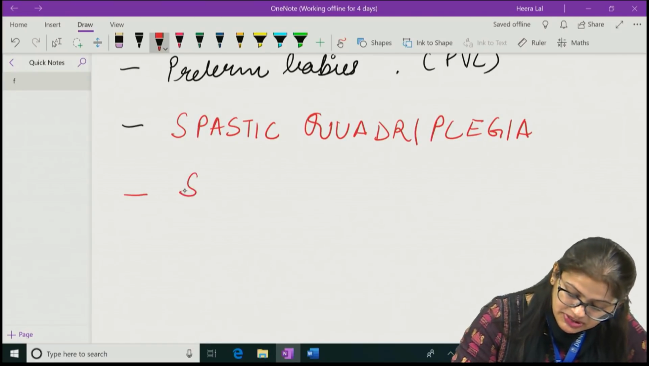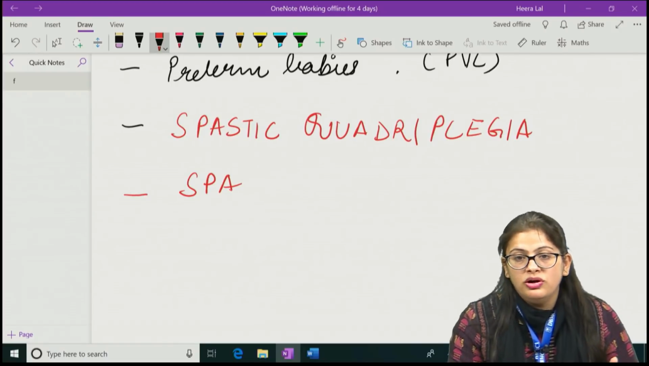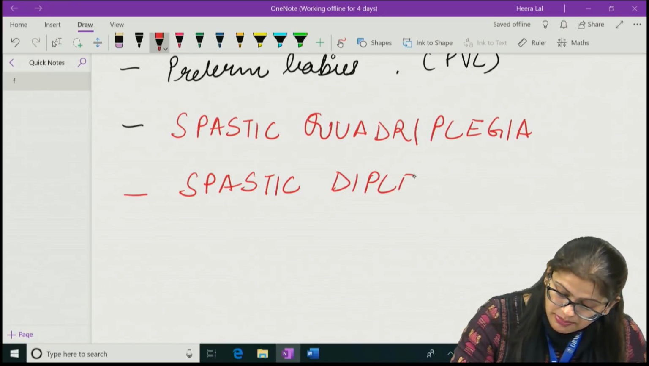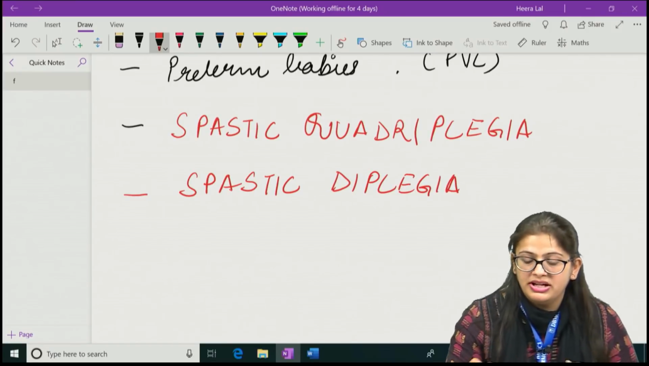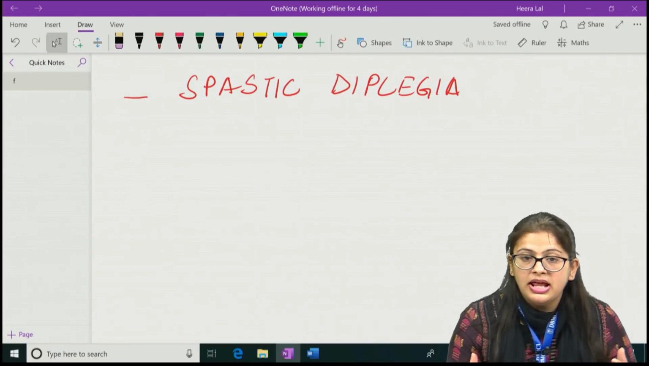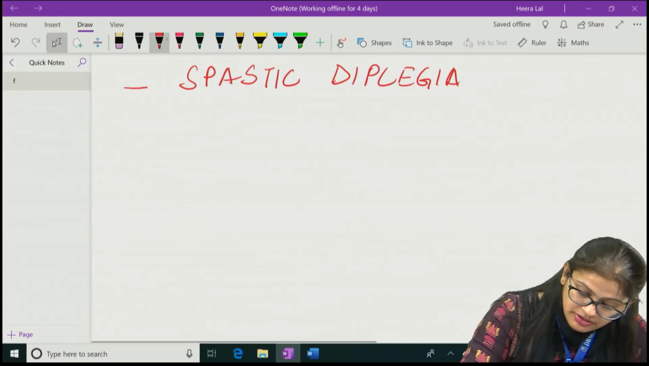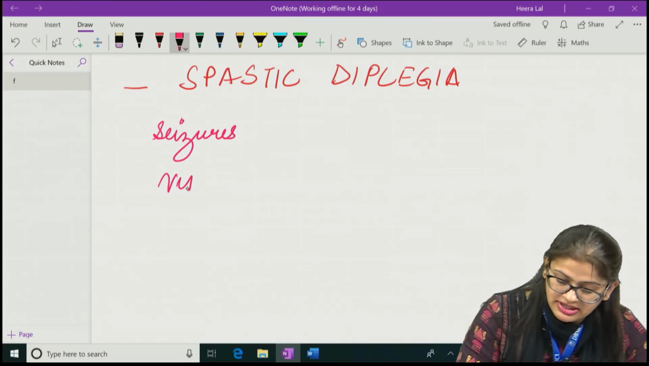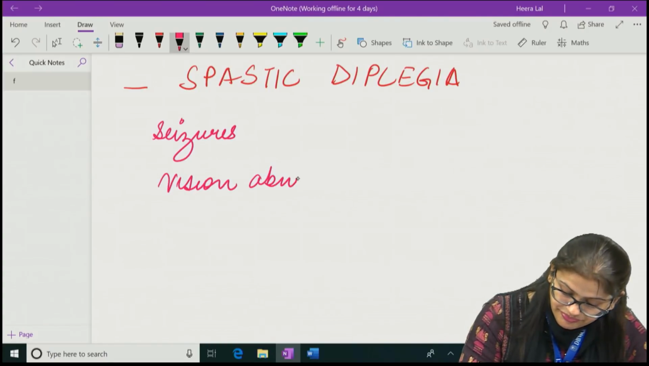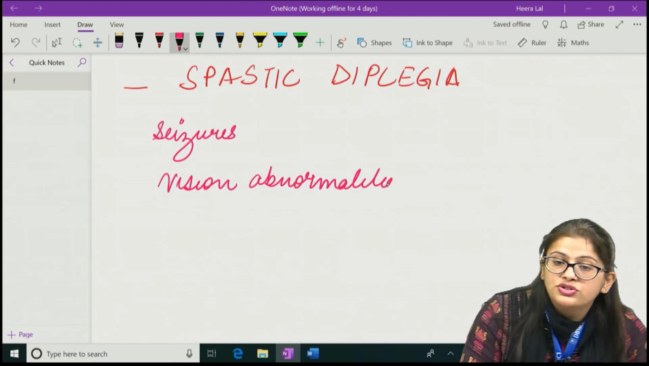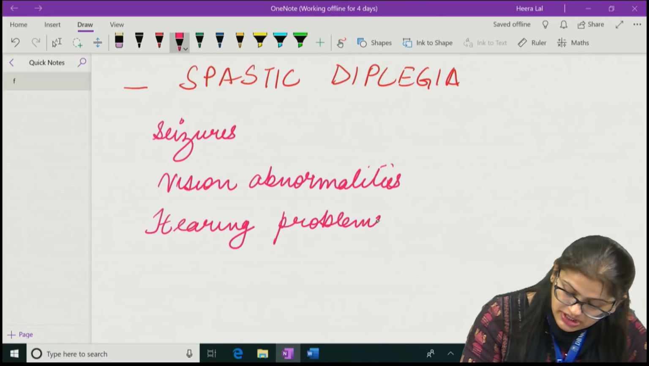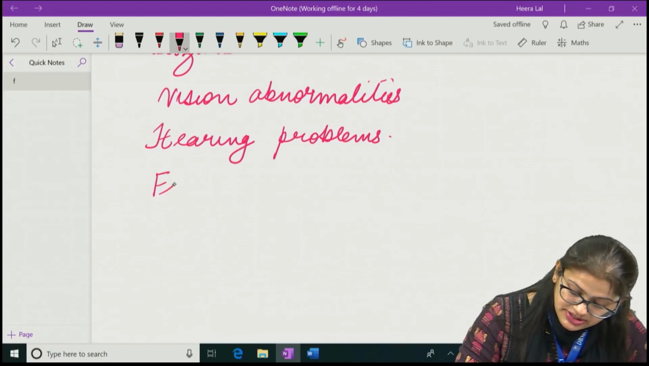And in spastic diplegia, the lower limbs are more involved as compared to the upper limbs. Apart from just the motor abnormalities, which may manifest as increased tone and other movement disorders, these children may also have seizures, they may have vision abnormalities, they may also have hearing problems, they may also have feeding difficulties.